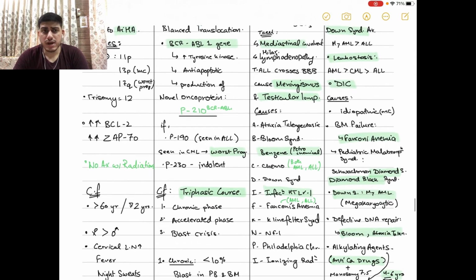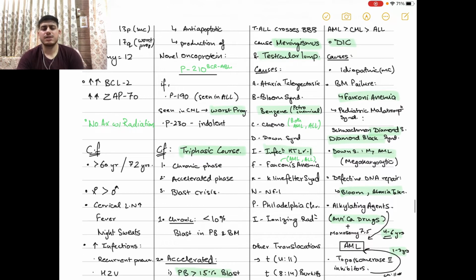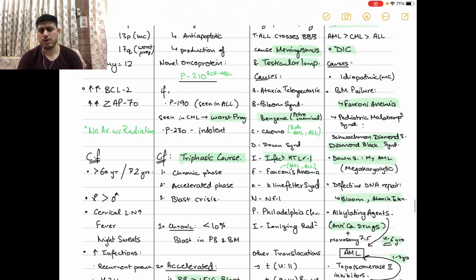Now the causes for ALL. There is a mnemonic which is A B C D I F K N. So just remember it like ALL, all alphabets. So A B C D, then I F, then F K N. Then in the last P, that you don't even need to remember, I already told you.